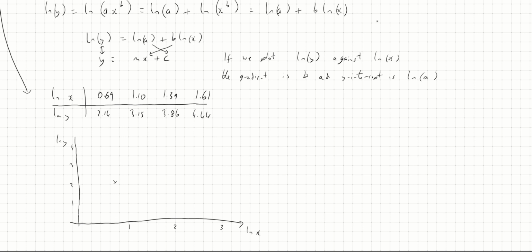1.10 is about here, and 3.15 is about here. 1.39 is about here, 3.86 is about here, and 1.61 and 4.44 is about here. Okay, now you can see these do indeed look roughly like a straight line. Obviously, as I said, it's quite hard for me to do on the computer, but if you did this accurately, you should have a pretty good straight line.